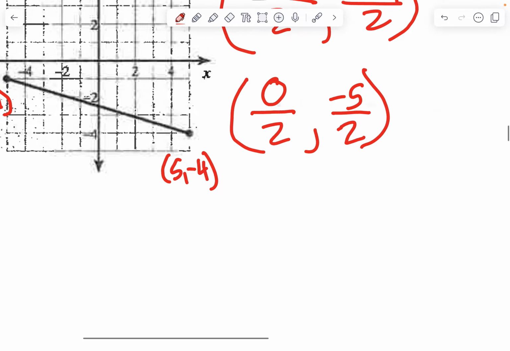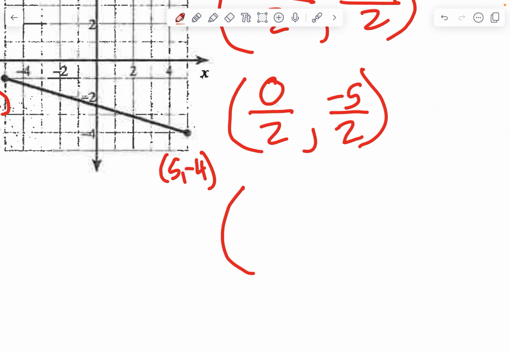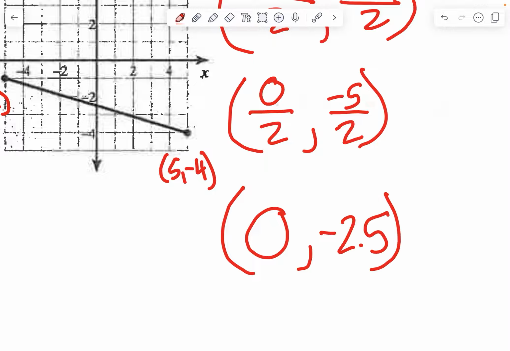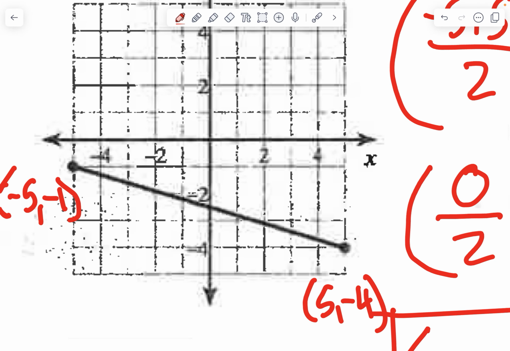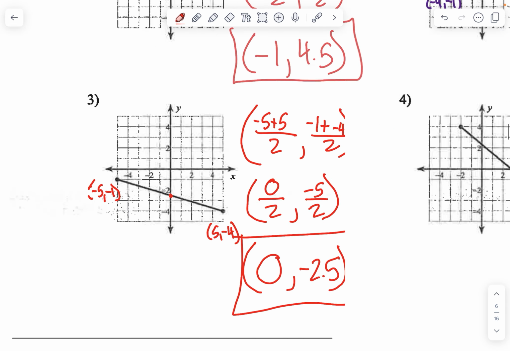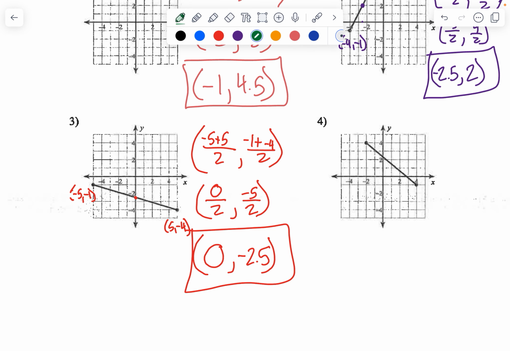So reminder, we haven't seen this yet. If you get 0 over 2, if you type that in a calculator, you get 0. 0 on top is 0, so negative 5 divided by 2 is a negative 2.5. Same thing, let's go and check this. 0, negative 2.5. 0, negative 2.5, boom. Same thing, feel very good about that answer.